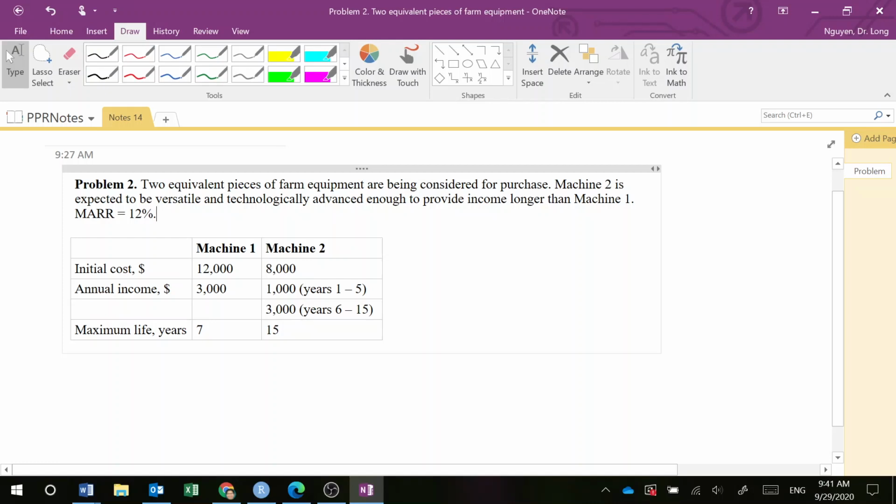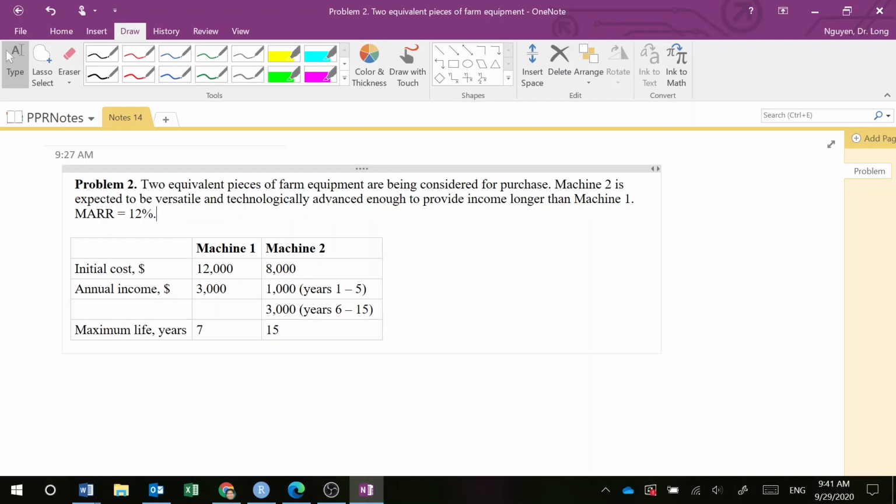Problem 2 is about finding the payback period. Two equivalent pieces of farm equipment are being considered for purchase, and we have the table there. Machine 2 is expected to be versatile and technologically advanced enough to provide income longer than Machine 1. You can see Machine 2 has a 15-year useful life, and Machine 1 has 7 years. The minimum attractive rate of return is 12%.